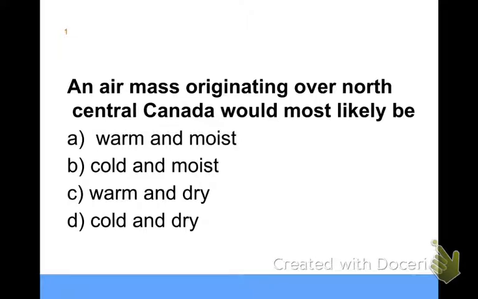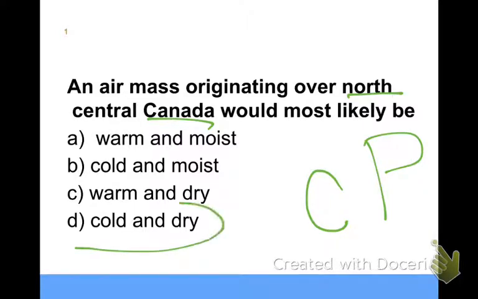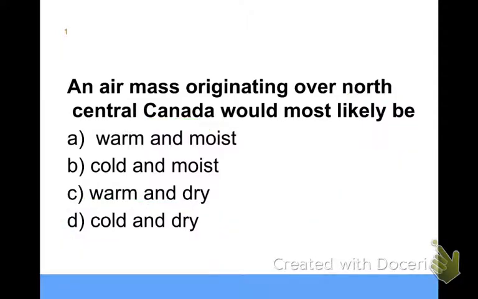So an air mass originating over north central Canada. We know north is going to be colder, so you would give that the initial P for polar. And Canada is land, so that's going to be dry, so that would be a C. So it's a CP air mass. And we know that a CP air mass is a cold, dry air mass, which is why number 1 was D.